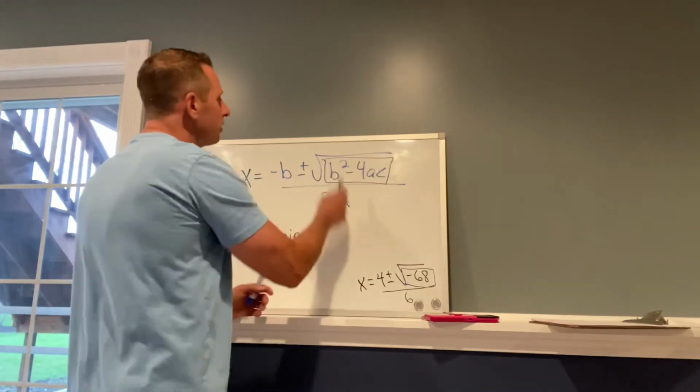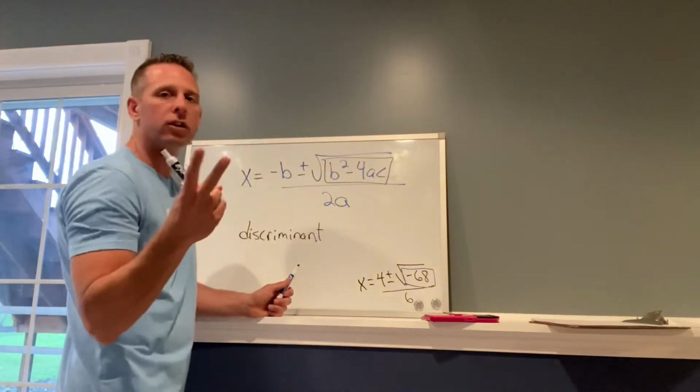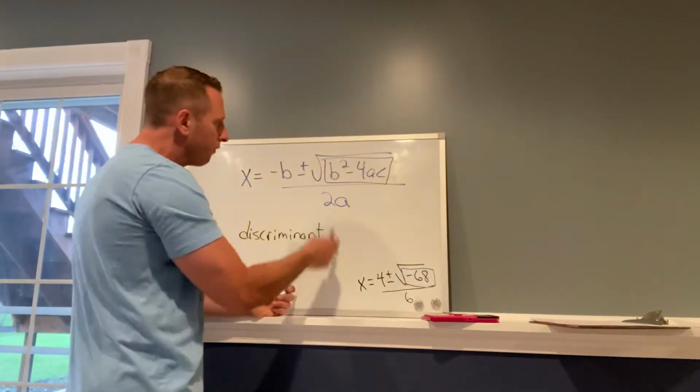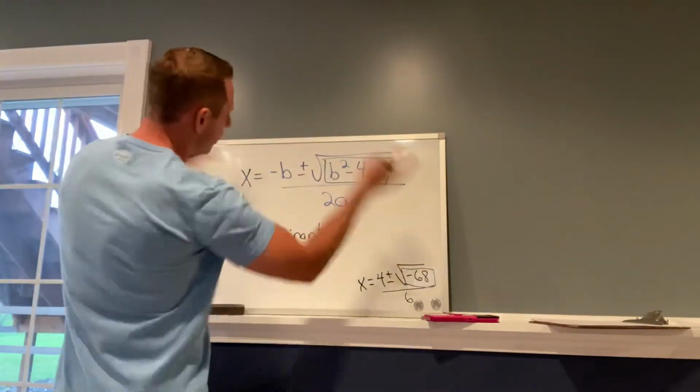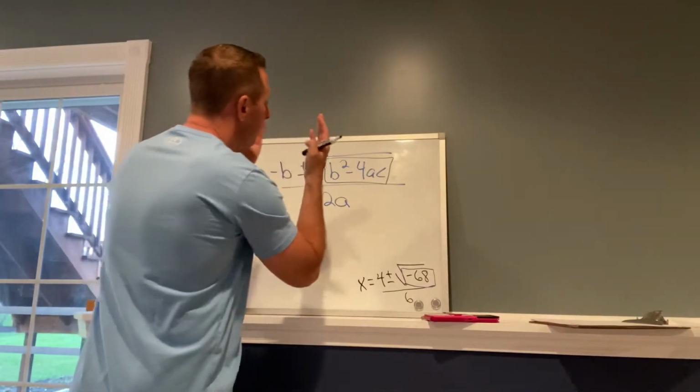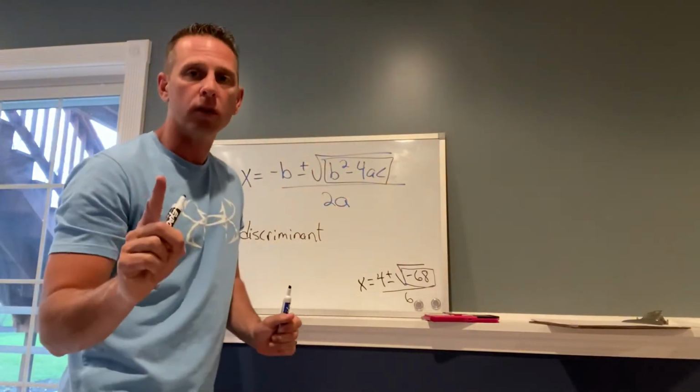Basically, if you're doing this and you get a positive number in here, you're going to get 2 solutions. If you're doing the quadratic formula, you get a negative number in there, no solutions. You're doing this quadratic formula, you get a 0 in there, 1 solution.